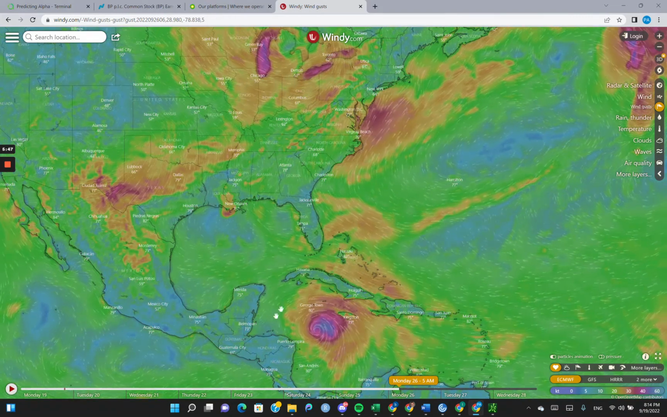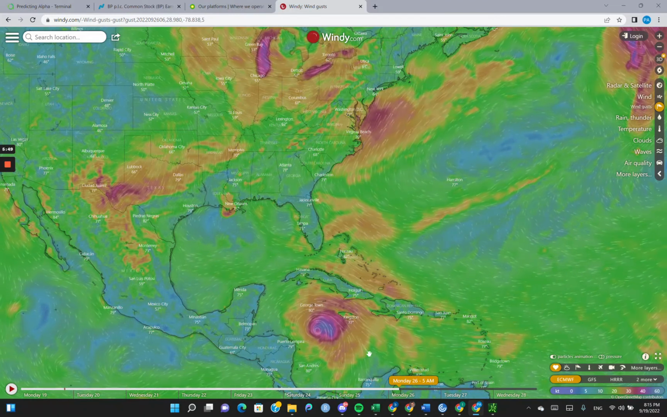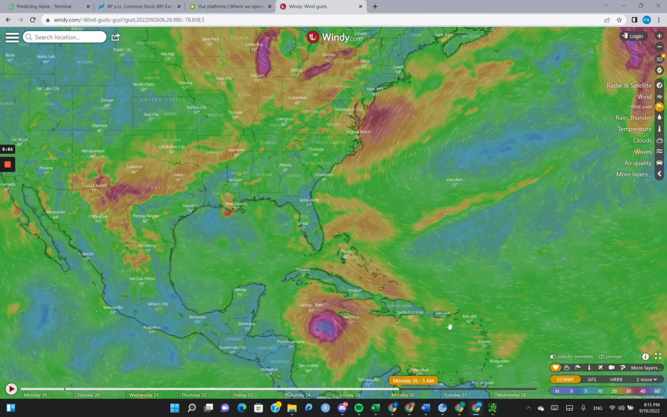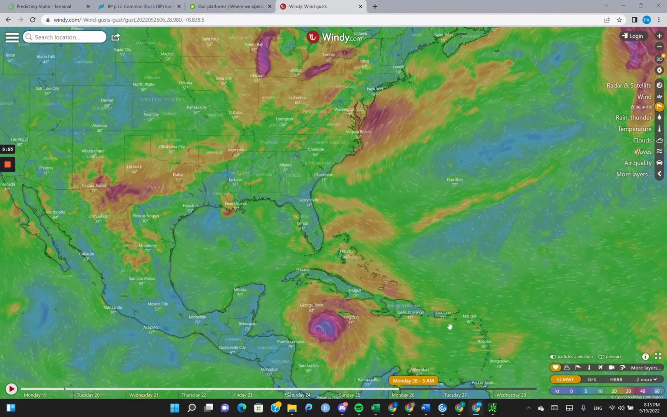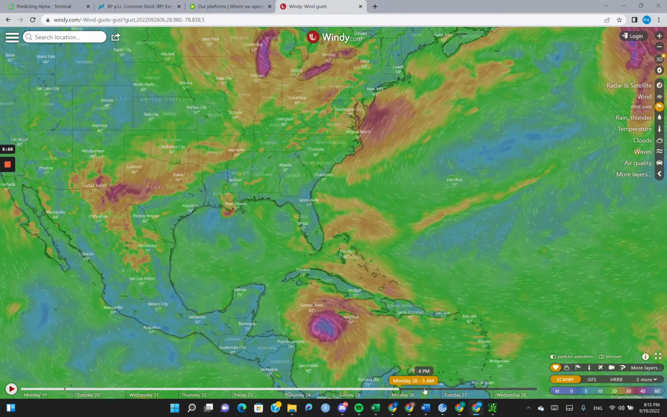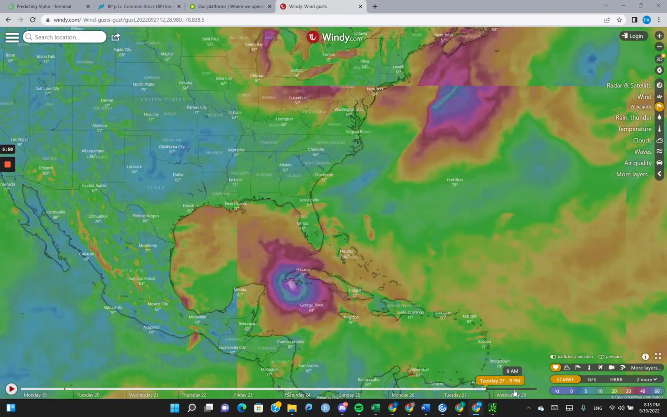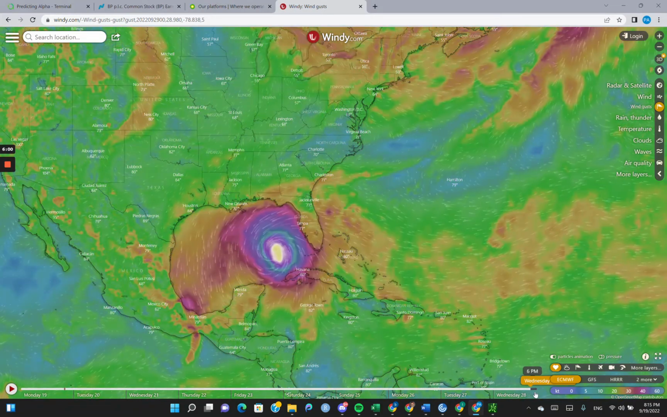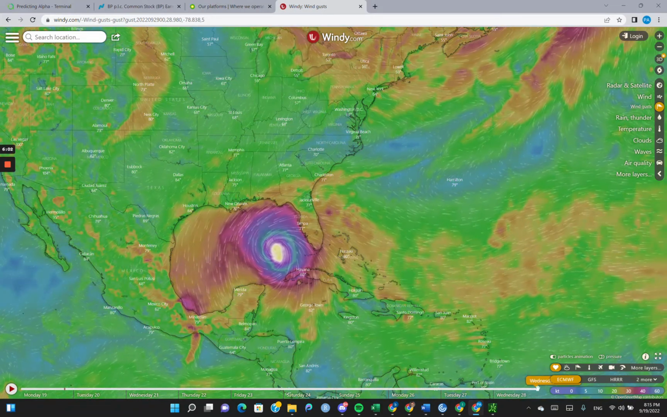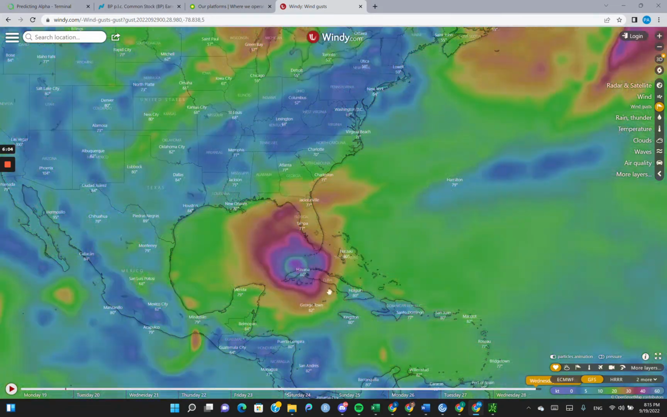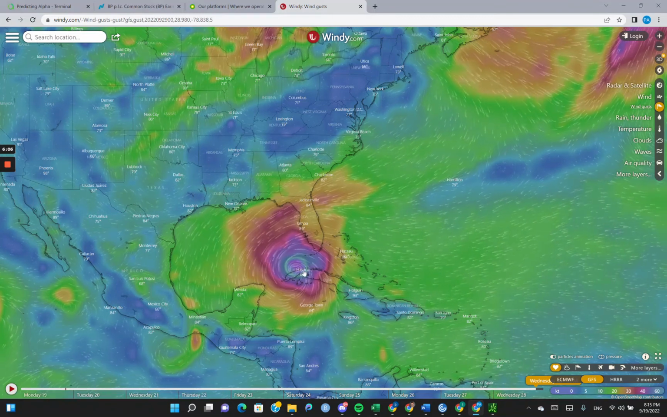This European model basically is a forecast tool that the National Weather Service looks at, that a ton of meteorologists look at. And next week, what we can see is that they're forecasting the hurricane to actually go through the Gulf Coast or the Gulf of Mexico. And the GFS has a relatively similar forecast track.